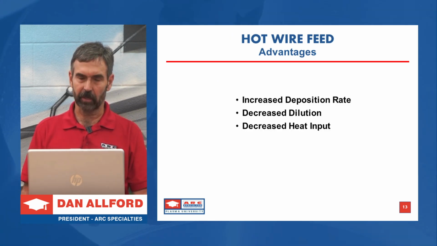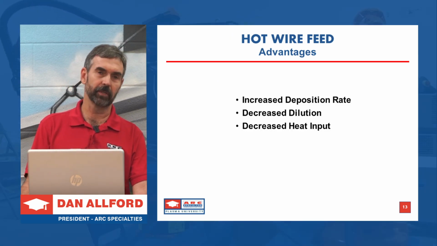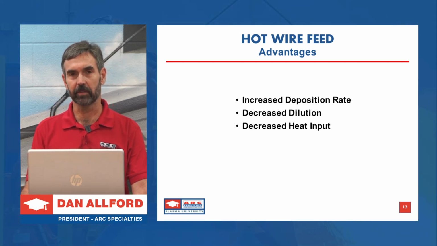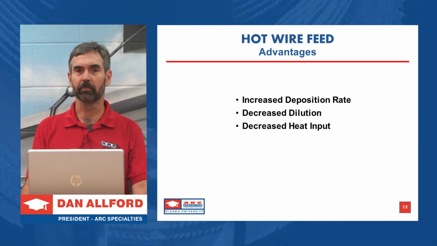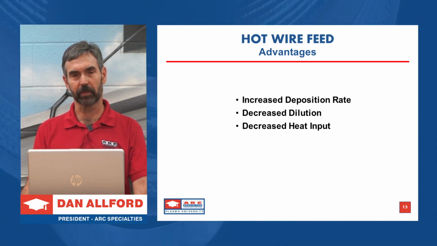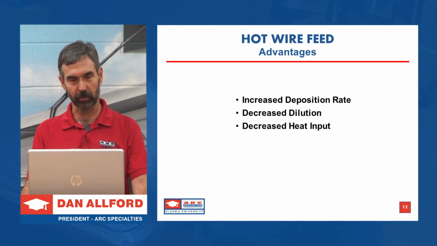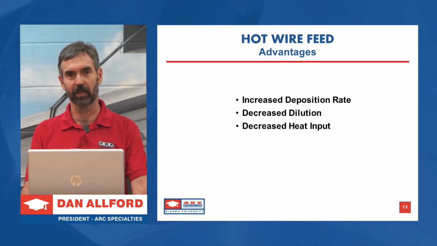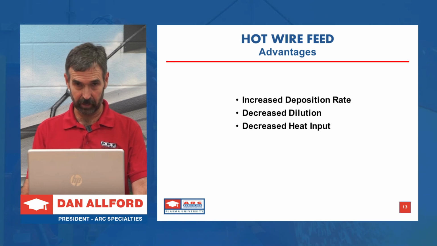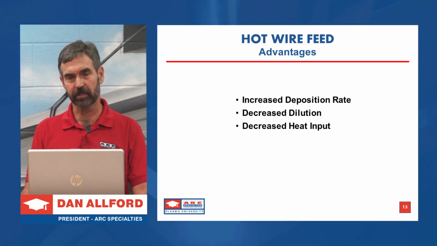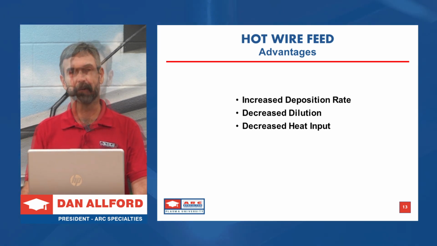So what are the advantages of hot wire? Increased deposition rate. We've been able to hit numbers on the order of 18 pounds per hour deposition rate. Decreased dilution. This is particularly important when you're doing overlays and you're trying to put a dissimilar material on top of one, and you want to minimize the amount of alloy pickup from the base material. And you'd like to reduce heat input because high heat input's seldom good. All these things occur when you use hot wire.